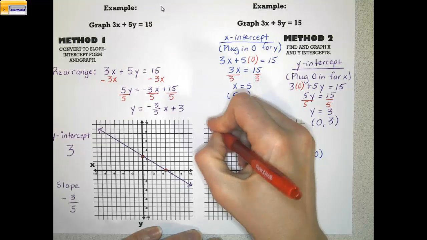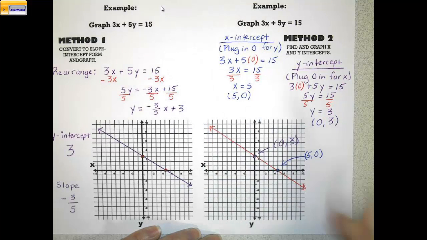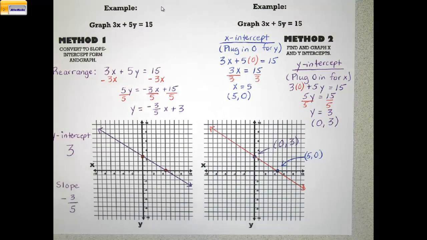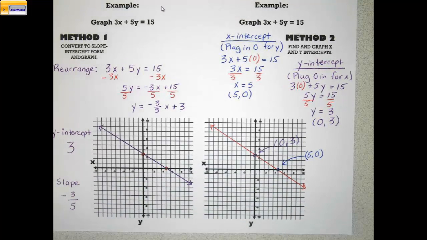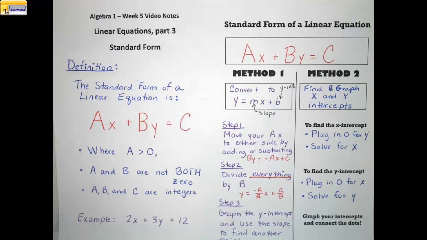So as you will see, we have used 2 different methods to graph the same line, and of course we got the same exact results. This is what your first page of completed notes should look like.